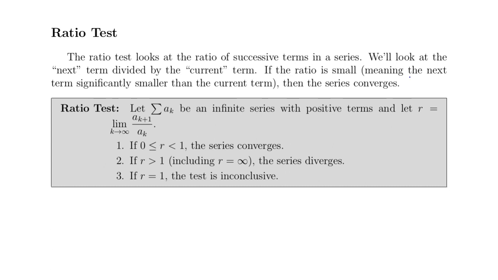And again, we said if that ratio is small, in between 0 and 1, then we're going to have this series converge. If the ratio is greater than 1, including going off to infinity, then the series diverges. And this annoying case: if the ratio is equal to 1, we don't know anything. The ratio test is inconclusive. Remember, again, positive terms on this, so we'll have to keep track of that.